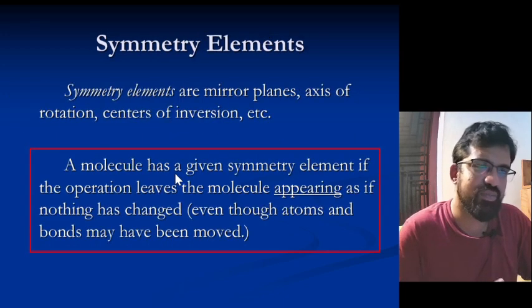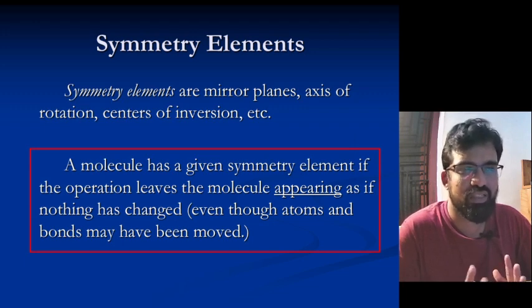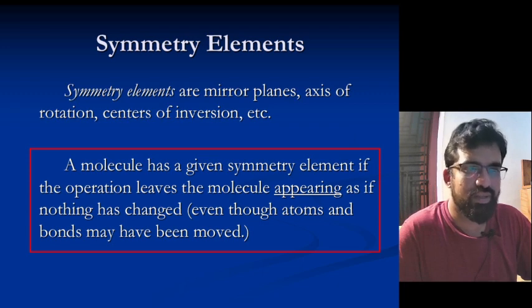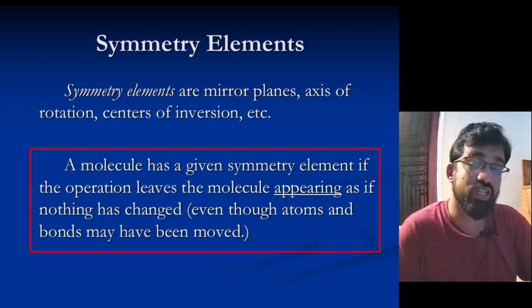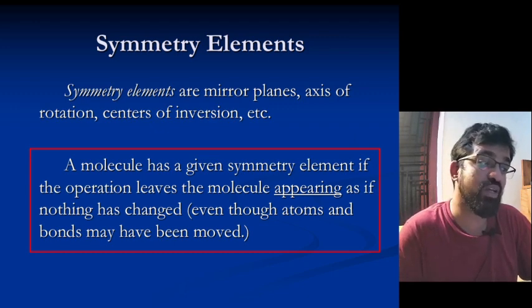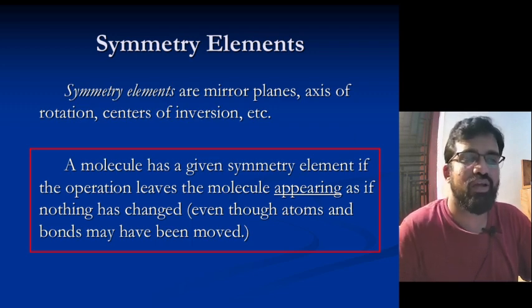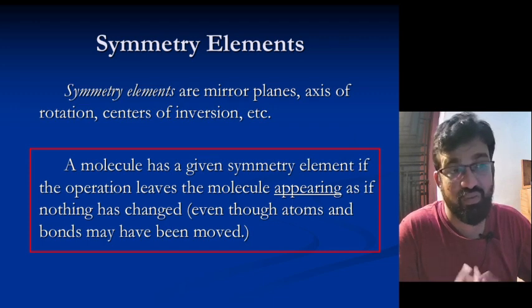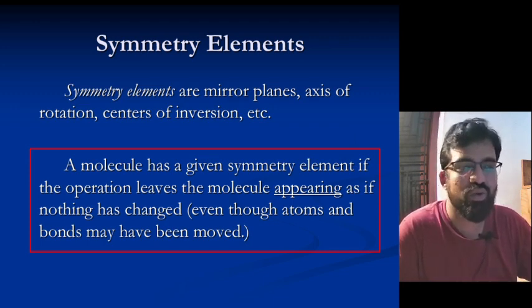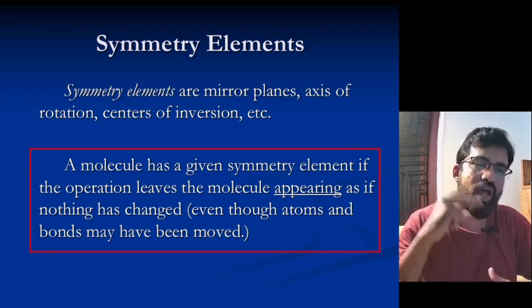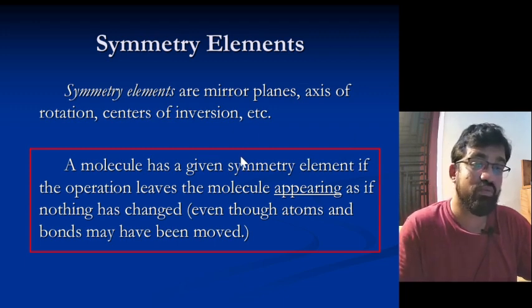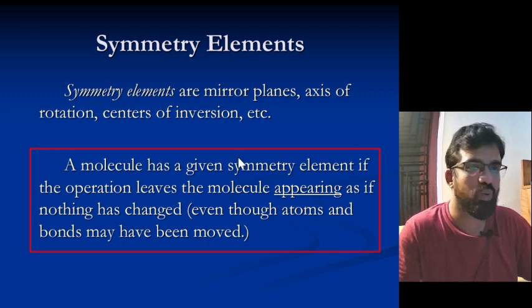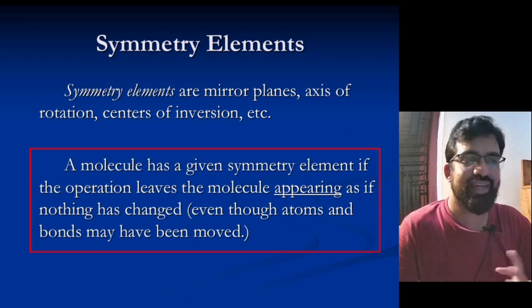I hope you are getting it, because you have already studied these things, but I am just refreshing your learning. So a symmetry element may be a mirror plane, an axis of rotation, or a center of inversion. The molecule has a given symmetry element if the operation leaves the molecule appearing as it was, as if nothing has changed, even though by doing a rotation, atoms have moved from one point to another. It is as if an operation is carried out while your eyes are closed, and I ask you whether the operation was done or not. They are not distinguished because identical positions are seen. For example, if a water molecule is rotated by 180 degrees, you can say that is a symmetry operation.